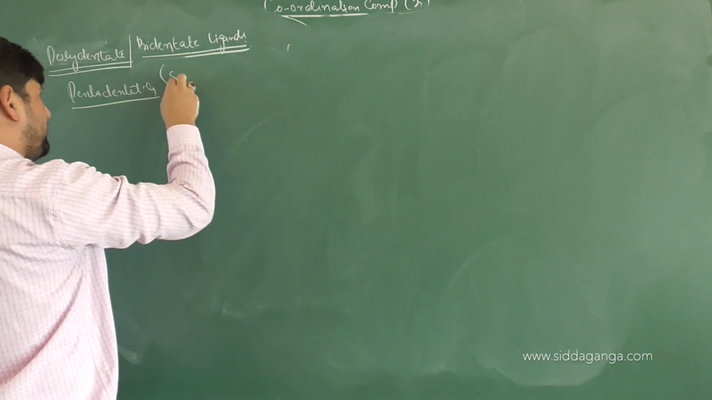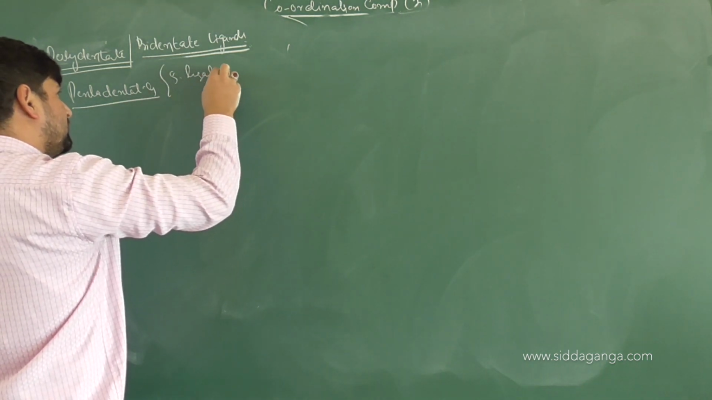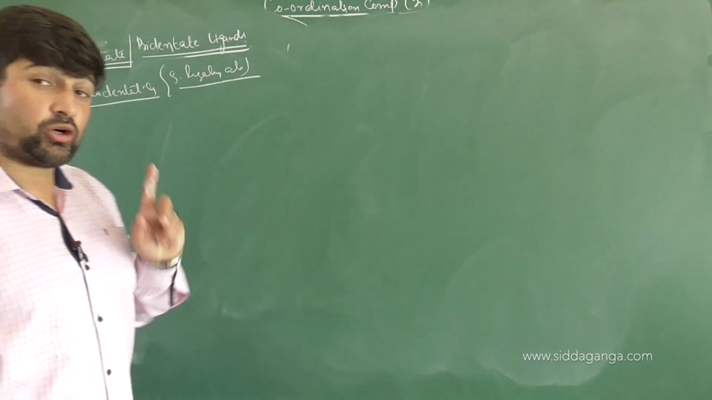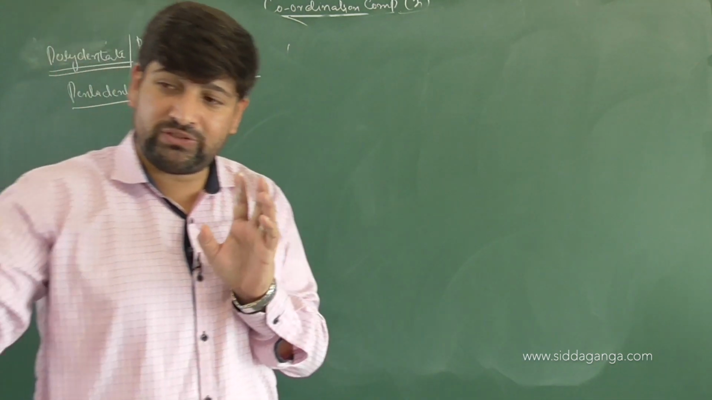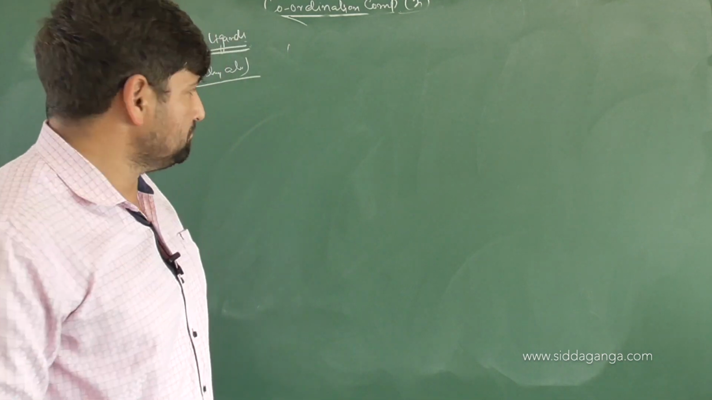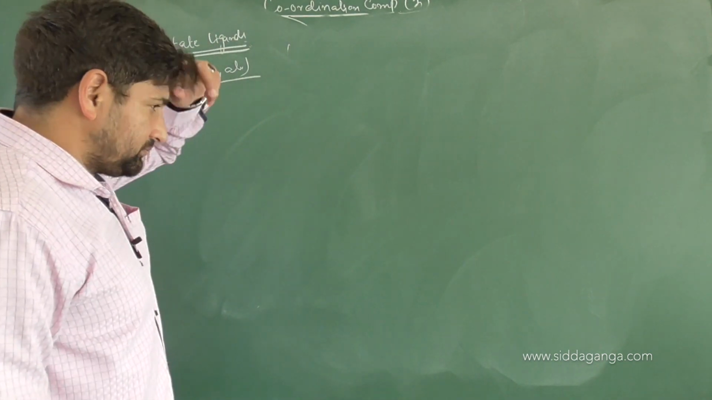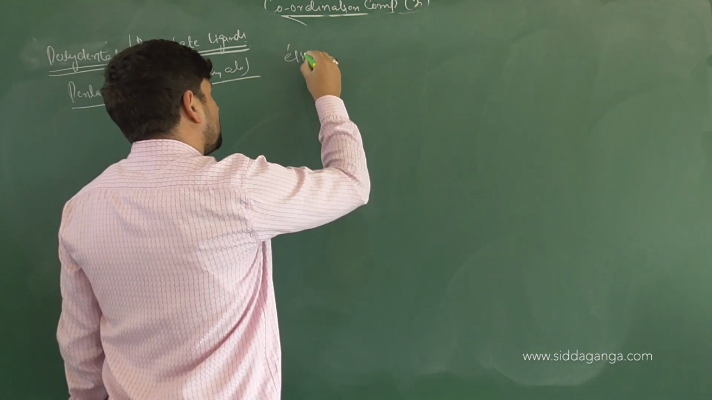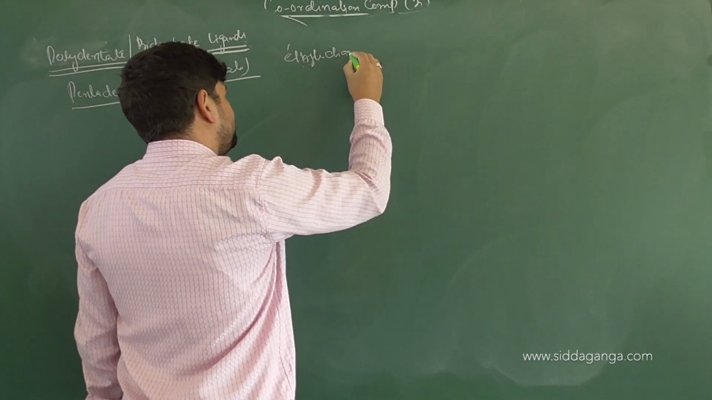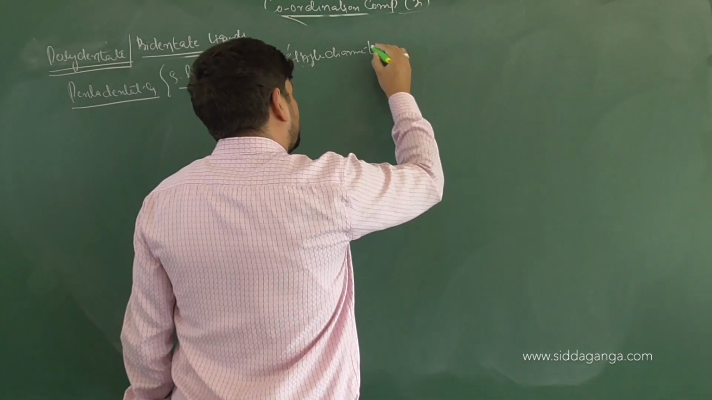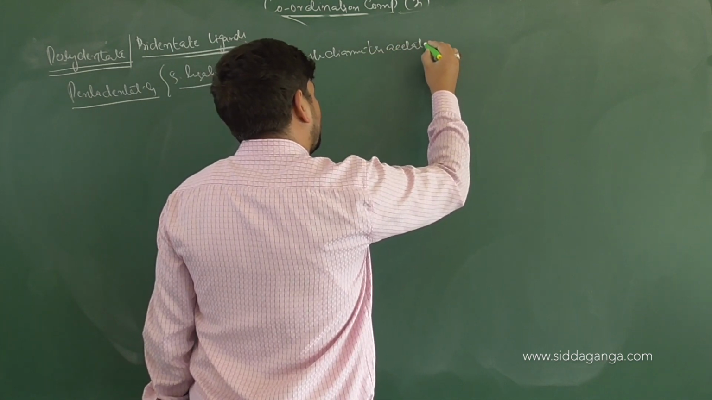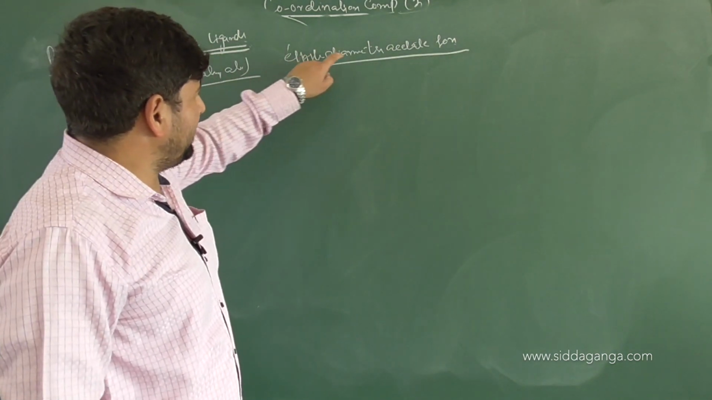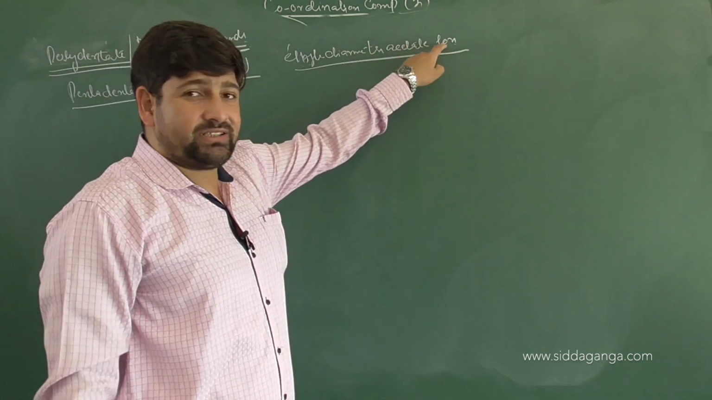Pentadentate ligand donation is from 5 places, 5 ligating atoms. It means the coordination number from that particular ligand is 5. There are 5 atoms directly linked by coordinate bond to the central metal atom. So you have one example: ethylene diamine triacetate ion. It comes from ethylene diamine triacetic acid. I'll show it.